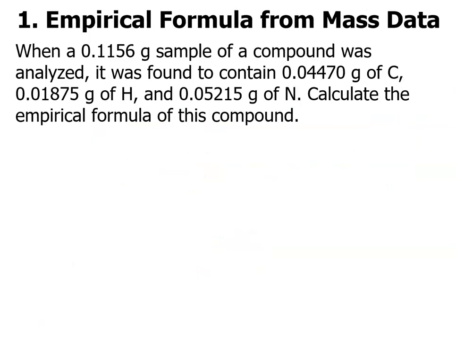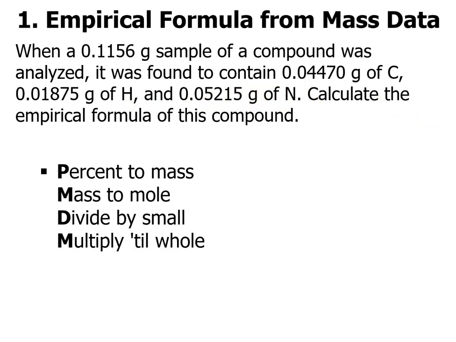Okay, I want to work through another example. In this one, we have a number of grams of a compound that was analyzed, total number, and it contained a certain number of grams of carbon. We have a certain number of grams of hydrogen and nitrogen. So calculate the empirical formula. Again, we'll remember percent to mass, mass to moles, divide by small, and multiply until whole.